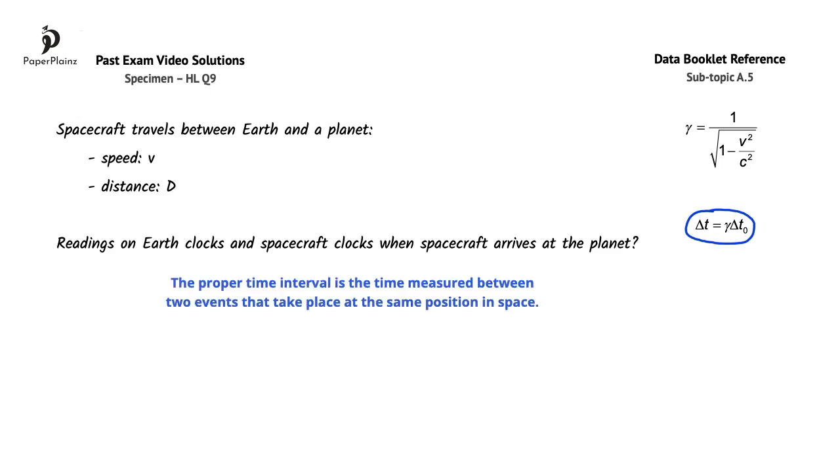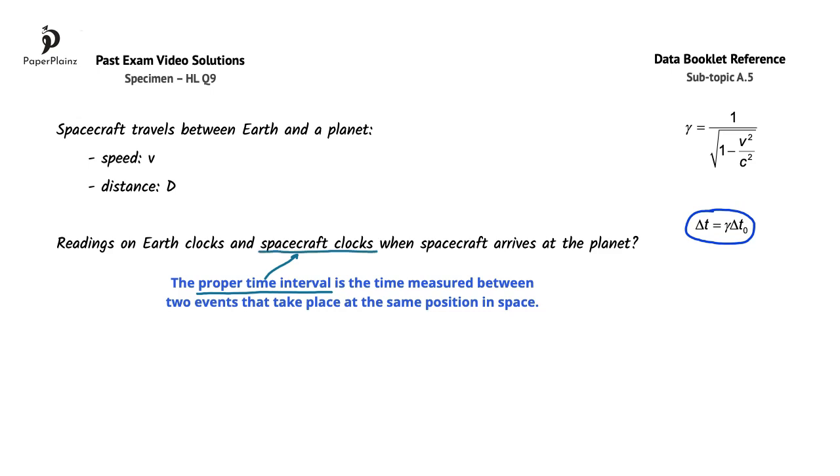So let's recall that the proper time interval is the time measured between two events that take place at the same position in space. Now the two events in our question are the spacecraft passing Earth and the spacecraft arriving at the planet. The key here is to realize that it is according to an observer on the spacecraft that these two events take place at the same position. Put differently, according to an observer on the spacecraft, both of these events take place at the position of the spacecraft, so at the same position in space. Therefore, in our situation here, the proper time interval is a time measured by the spacecraft clocks.